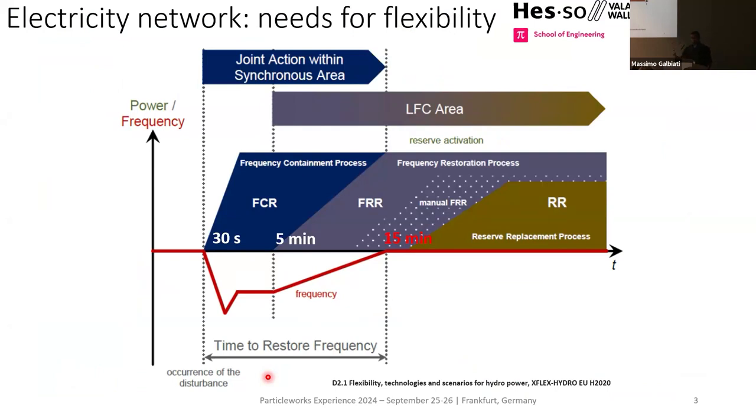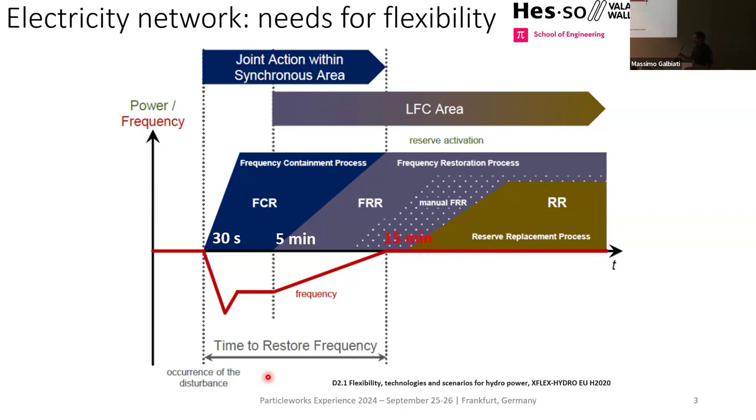time to restore frequency, since the frequency is 50 Hertz in Europe, and you cannot have a gap of more than 200 millihertz from this 50 Hertz. So there are requirements for frequency containment process, or frequency containment reserve. It means that when you have one unit that is stopping, you have less than 30 seconds to reach the power you sell to the market and to restore the frequency. So you need to act quickly.